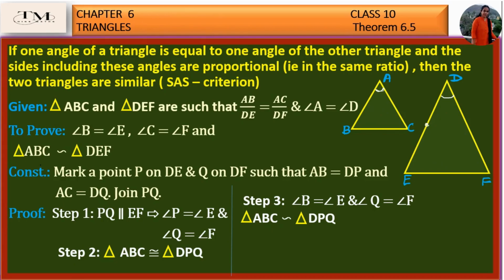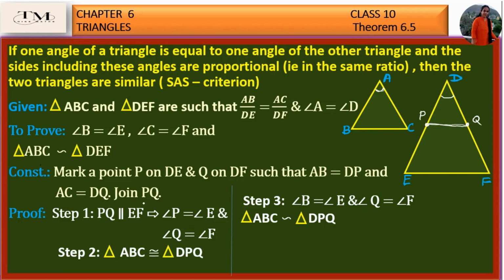So, what are they? Let us take a point P on DE such that DP is equal to AB, and a point Q on DF such that DQ is equal to AC. Then join this line PQ. So, this is the construction. Mark a point P on DE and Q on DF such that AB is equal to DP and AC is equal to DQ. Join PQ.